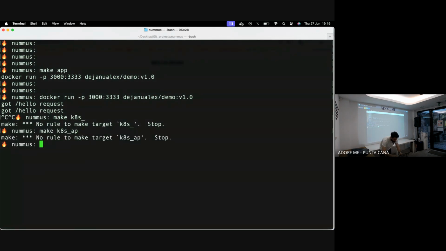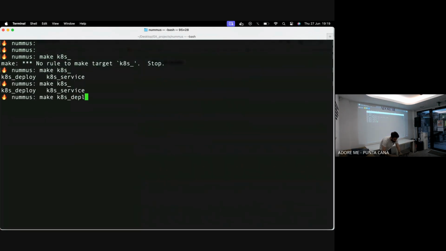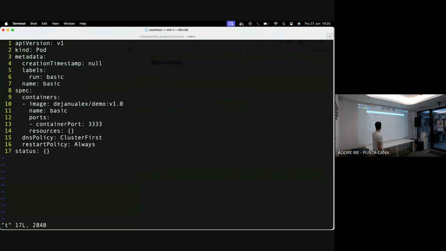Deploy, yes. Now let's deploy it in our small cluster. But you know what? Let's do something interesting. Let's do a dry run client and serialize it into a YAML. Doesn't matter here. And if we take a look at it, this is our application.